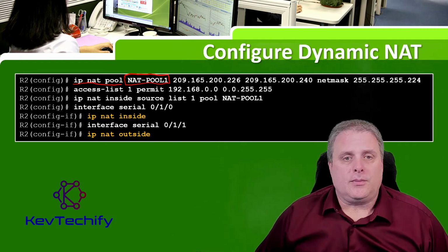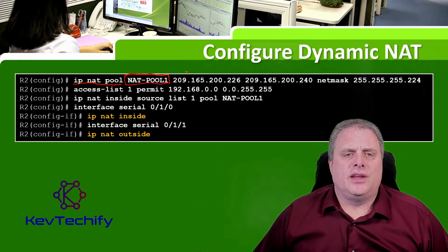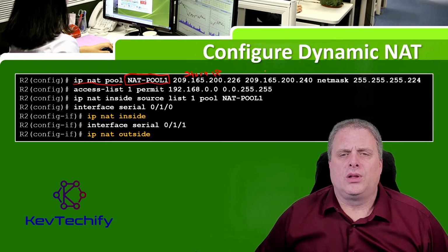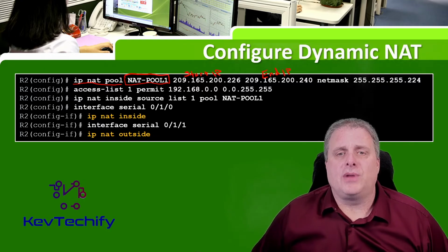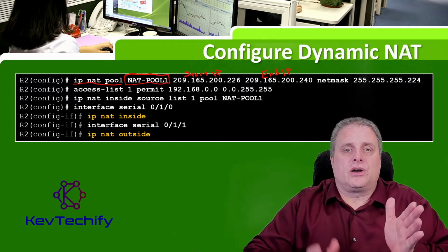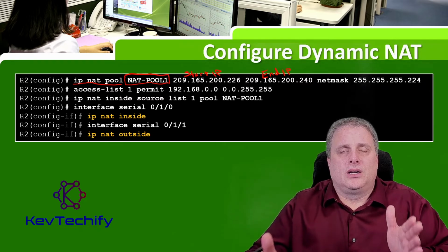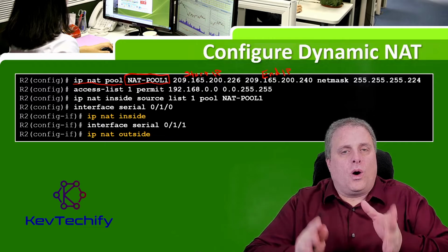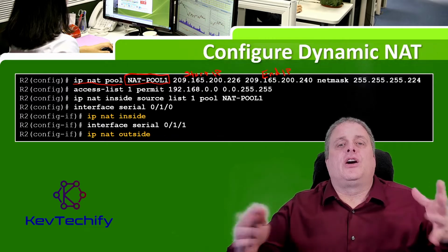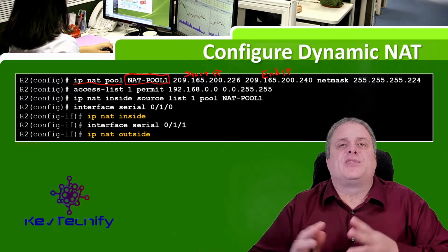Then we have the start IP address of our pool and the ending IP address. Now, this isn't a network address, and then you give it a subnet mask. This is the actual start and stop of your IP addresses in your pool. So it could be 1, 2 addresses. It could be 100 addresses. It's whatever your ISP gives you.